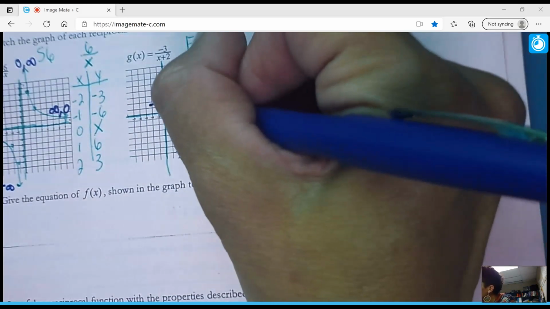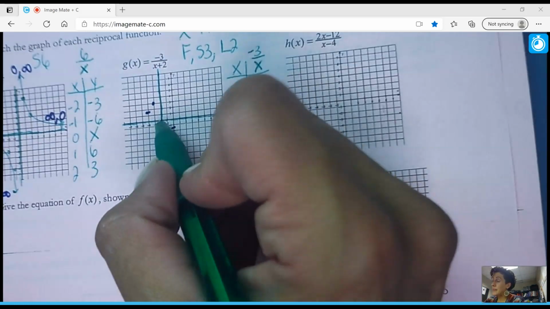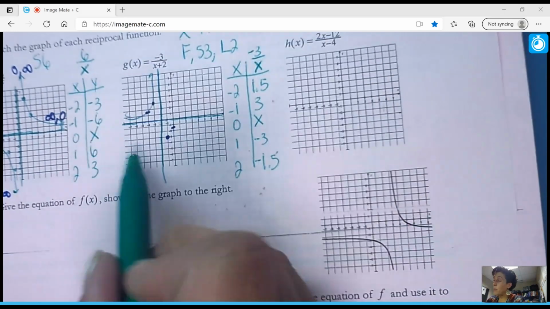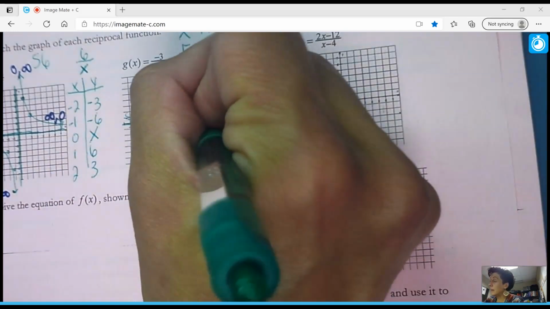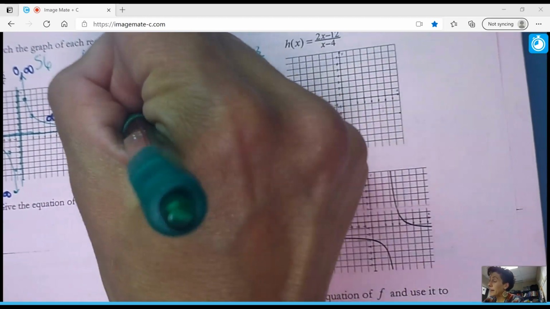and 2, -1.5. So again, when I did that, I treated this as the center, and now I'm going to graph my curves. So again, the shape had been here, it flips up there, and the shape had been here, it flips to down here. Okay? All right, let's go to the last one.